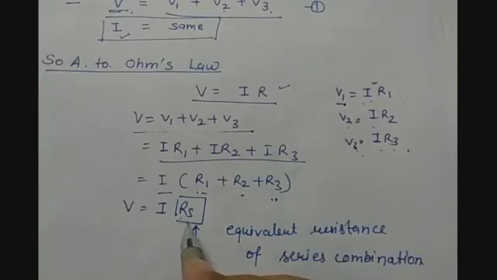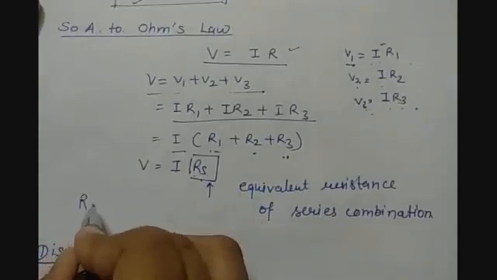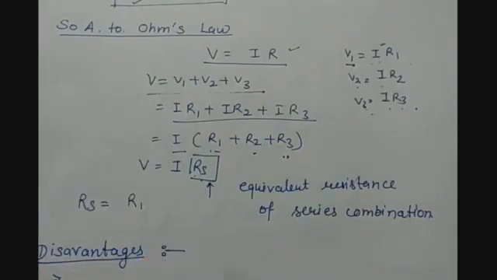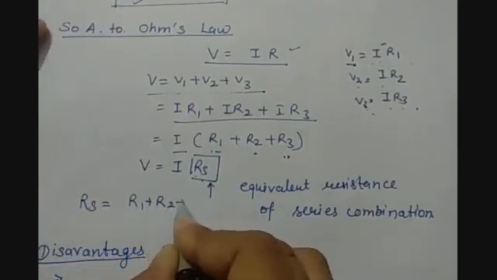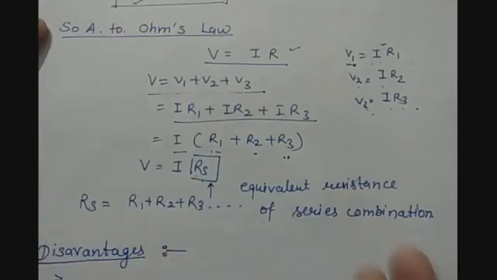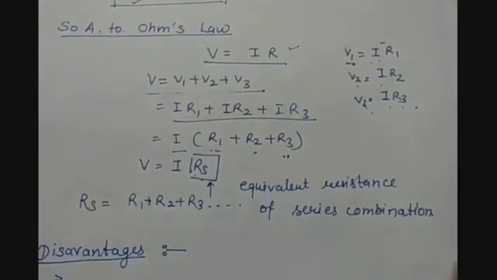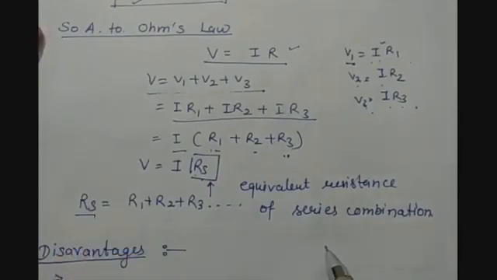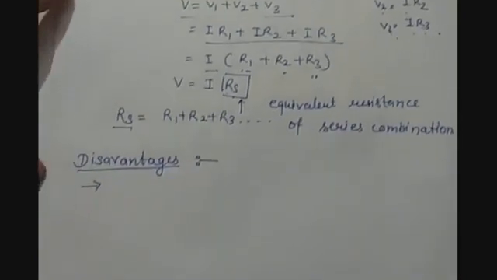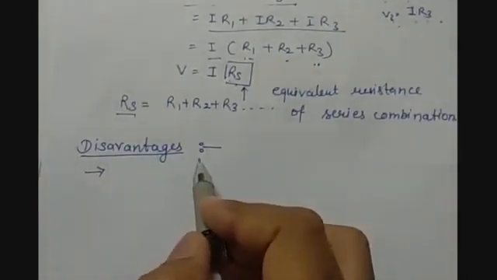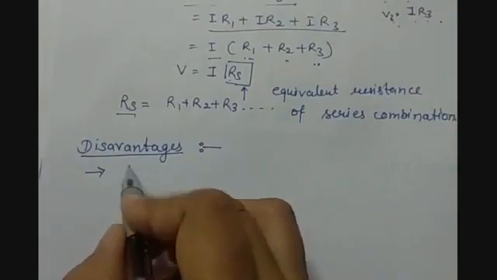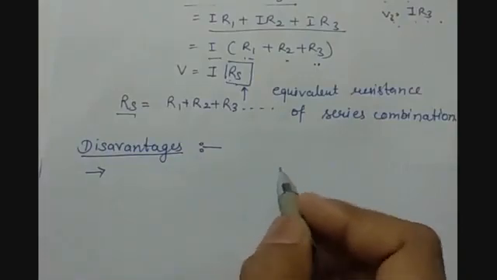It is written as RS, where S denotes the series combination. So RS will be the sum of the individual resistors connected in series. It can be up to n resistors, and they have to be added up to get the combination of resistors. Now, we have also studied the disadvantages of series combination. The first disadvantage is that the same current flows through each resistance.